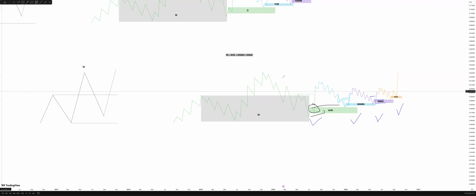So that means we are able to form the weekly high. So it is just like that. So that's how we are supposed to take a look or to confirm our bias.